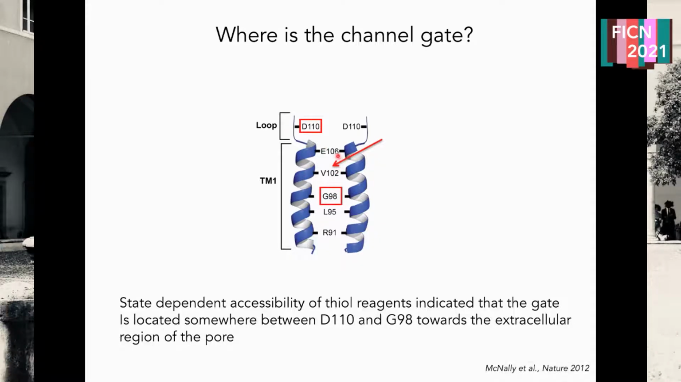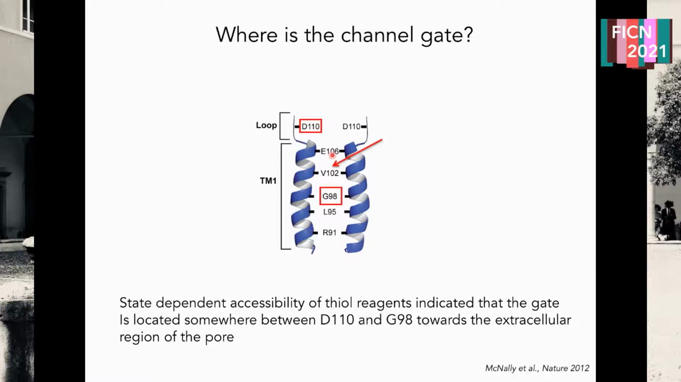Those experiments told us that the ion channel gate is located somewhere between D110, located in the outer mouth of the channel, and this glycine residue located somewhere halfway along the middle of the transmembrane segment. And the only two amino acids located between these two loci are E106 and V102.